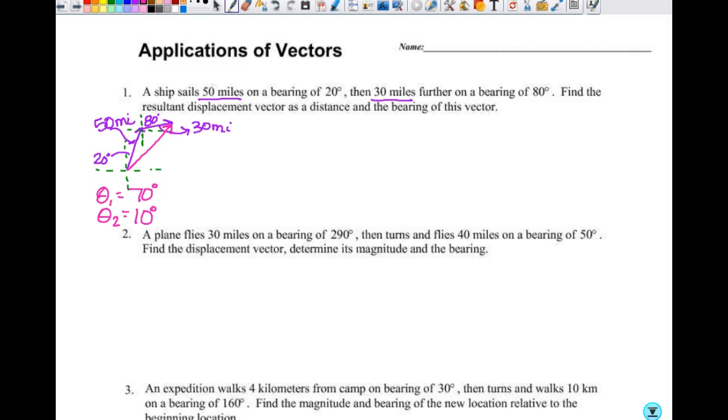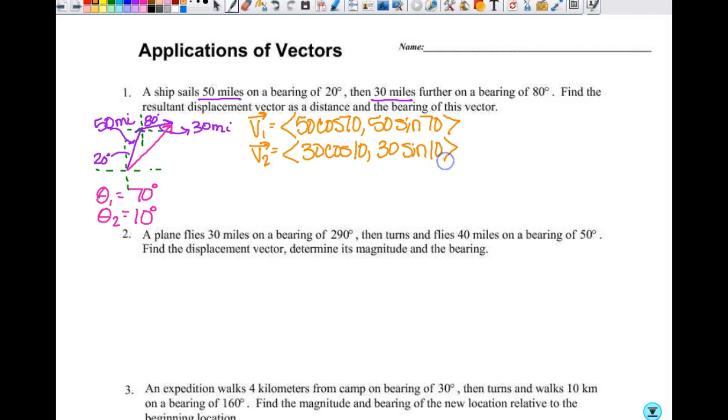Okay, so now let's do our vectors. In this case, I think I'll call them vector 1 and vector 2. So V1 is going to be, the magnitude is 50 times the cosine of 70, and then 50 times the sine of 70, right? Then V2 is going to be 30 times the cosine of 10, and 30 times the sine of 10.